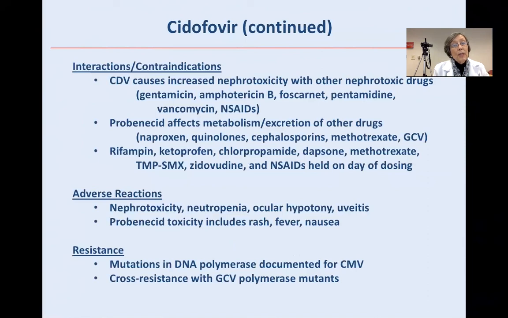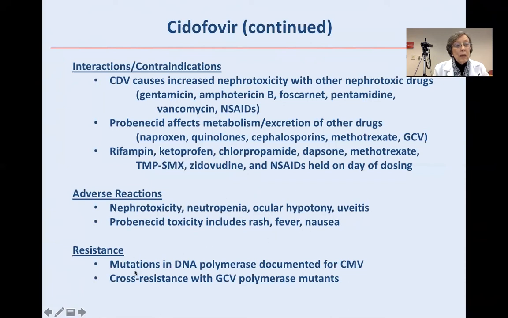Cidofovir causes increased nephrotoxicity with other nephrotoxic drugs, such as gentamicin, amphotericin B, foscarnet, pentamidine, vancomycin, NSAIDs. Because it has to be given with probenecid, it affects metabolism and excretion of other drugs that interact with probenecid, and here's the list. And there are other drugs, as listed here, which patients may be on but need to be held on the day of dosing. So nephrotoxicity is a major adverse reaction. Also leads to neutropenia, ocular hypotony, and uveitis. And probenecid has its own toxicity on top of that, which includes rash, fever, and nausea.